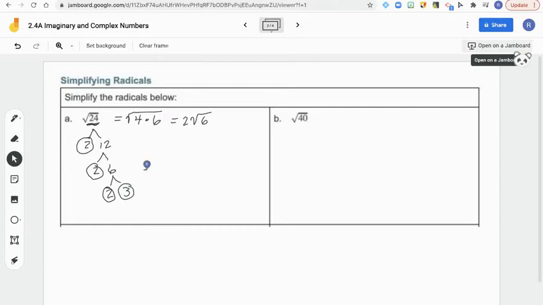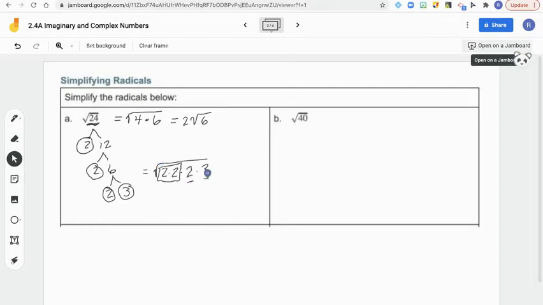And what this is telling us is that instead of the square root of 24, I could do the square root of 2 times 2 times 2 times 3. And what I'm going to look for is any place that I have 2 of the same number. You see I have 2 of those 2's. This 2 doesn't have a partner.